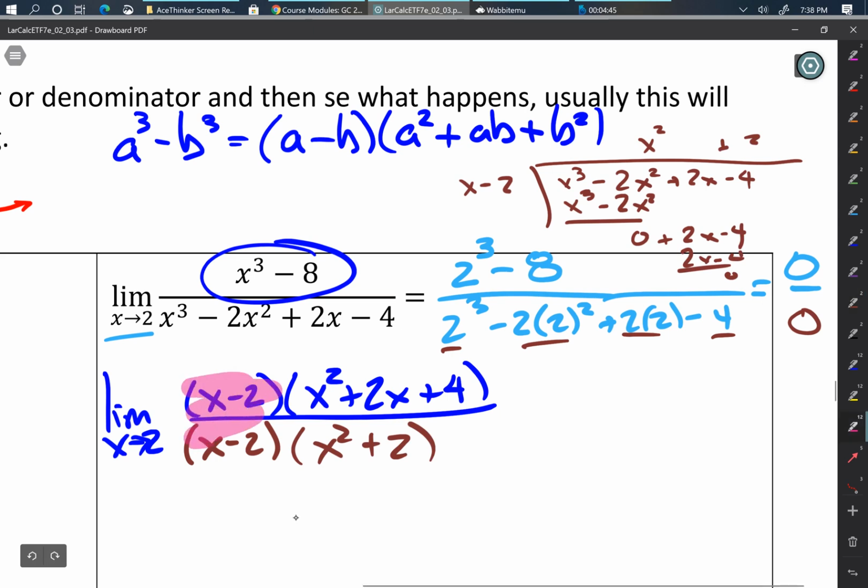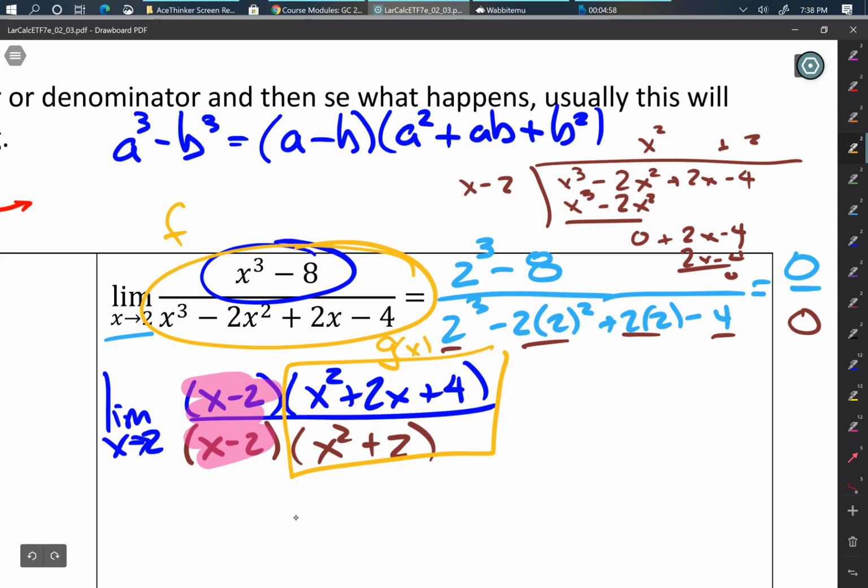What's this? That's the 0 over 0. That's the hole in the graph. That's the thing we're going to ignore. So then what's this? That's the g of x that behaves just like our original f of x everywhere except for directly at 2, but it's the piece we're going to use for direct substitution.